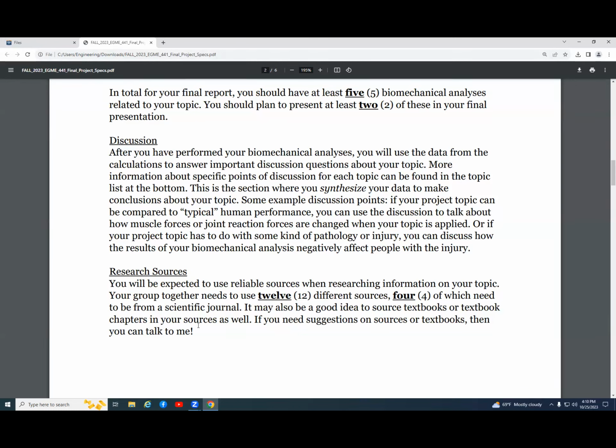The way I'm describing this discussion section is very broad because exactly what you discuss, and what numbers and data are important, is going to depend on your specific project. But I do want to see some kind of analysis in your report. I shouldn't just see 5 calculations in your report and that's it, right? You should be able to discuss and talk about why these discussions are relevant.